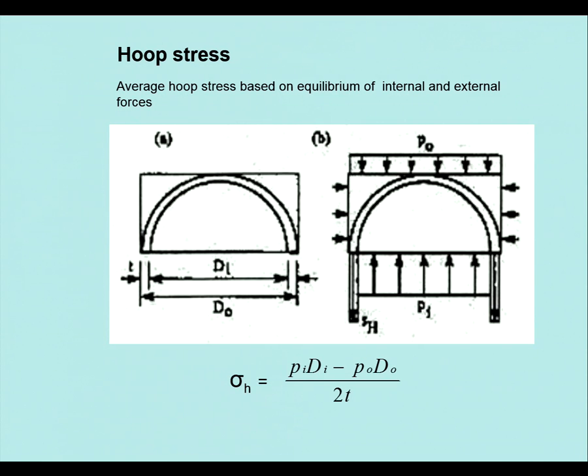If you've not got any external pressure, that can be reduced to PD over 2T, which is the standard pressure in a pipe in air. And so it's Barlow's formula. So you can change it to PI minus PO, where PI is internal pressure, PO is external pressure, times the diameter.